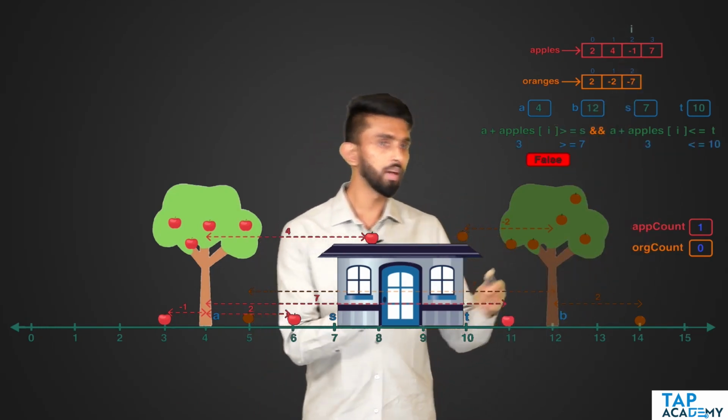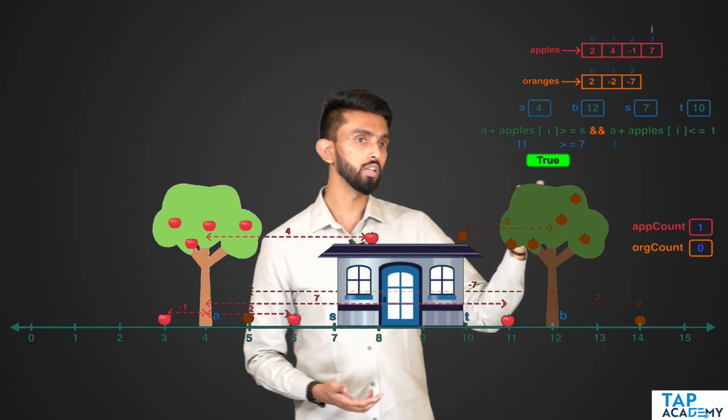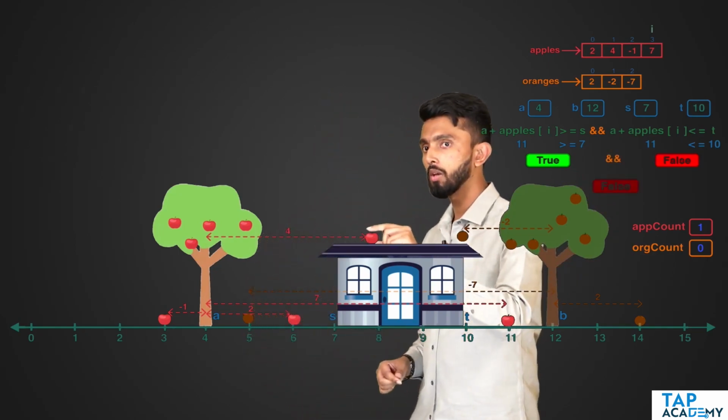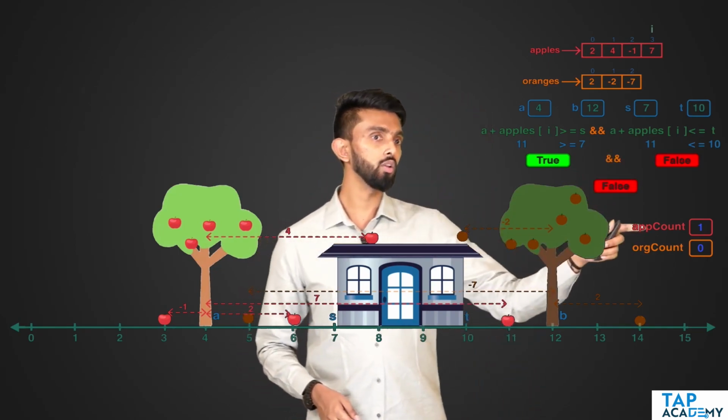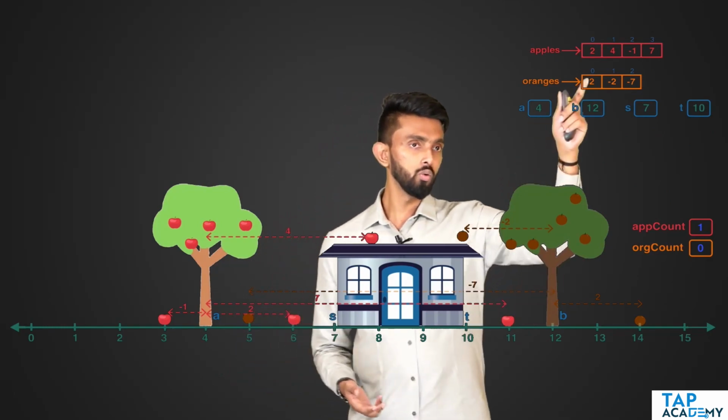Similarly, I will just apply this. False means obviously it will not work. I will not increment it. Last value, this is true, and that is false. Obviously not work. As you can see, only a single apple has fallen, and at the end of it, you can see apple count is only 1. We have looped over the apples array. Next, all we have to do is loop over the oranges array.